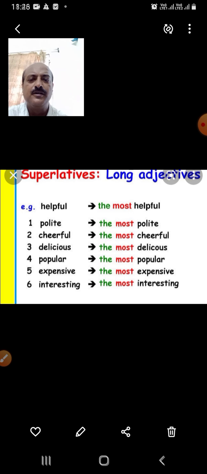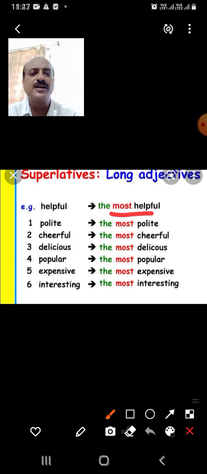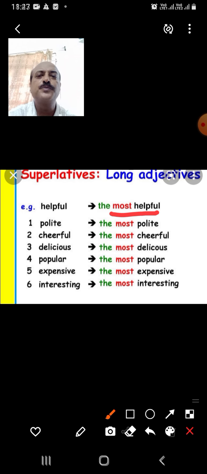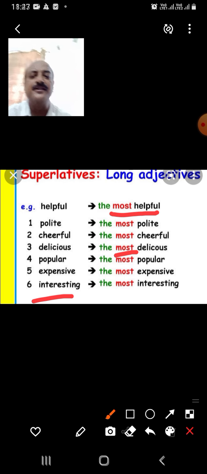Helpful, the most helpful. Polite, the most polite boy in the class. Cheerful, she is the most cheerful girl in the class. Delicious, this is the most delicious food I have tasted. Popular, this film is the most popular film. Expensive, this ring is the most expensive ring. Interesting, the most interesting. More interesting in comparative, most interesting in superlative.